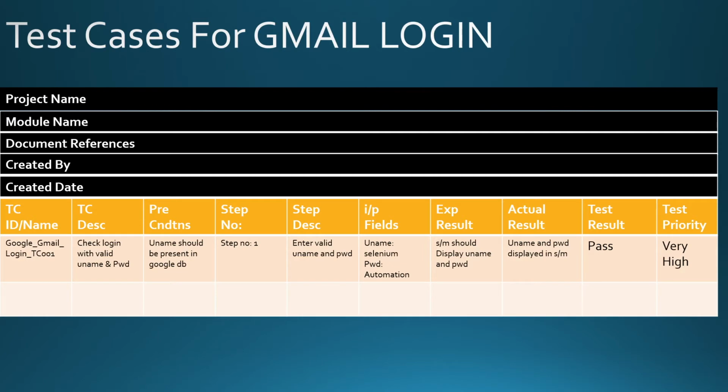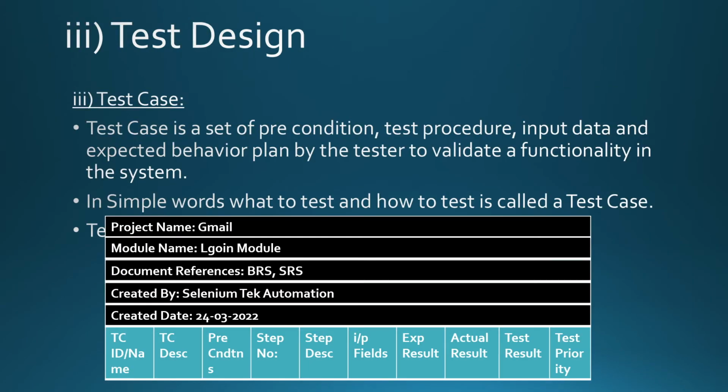You can see here test cases for Gmail login. Here I write only one test case for Gmail login. Here you can see the details: project name, I can mention here Gmail application, module name is login, document references, which we are going to reference here: business requirement specifications and also software requirement specifications, right? This was created by Selenium Tech Automation, and the creation date is today's date.